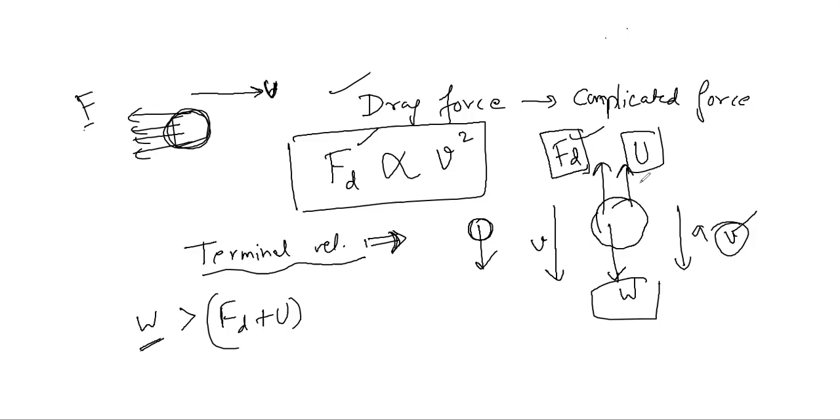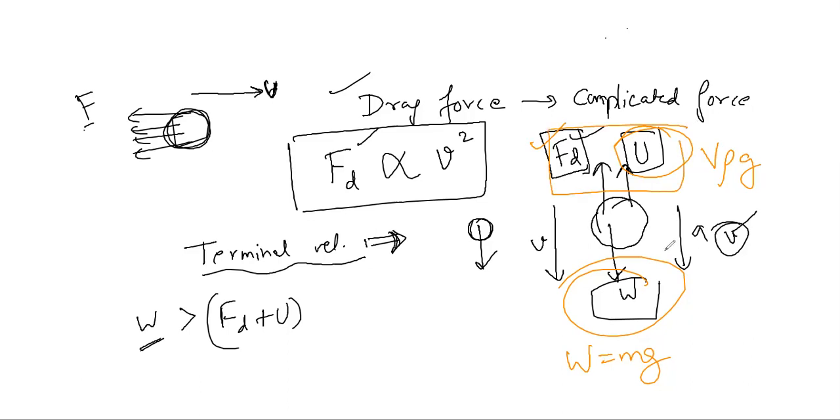While this object is falling down, there is no change in this force and this force, because W is equal to mg, and the upthrust is equal to volume into density into g. That's it. There is no change in upthrust and weight while the body is coming down. It is the dragging force which is increasing in magnitude, and one time will come when these two forces will balance the weight of the object, and then it will start moving with a constant velocity, which is called terminal velocity.